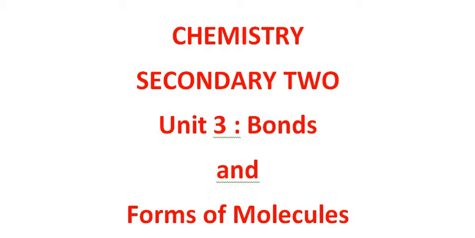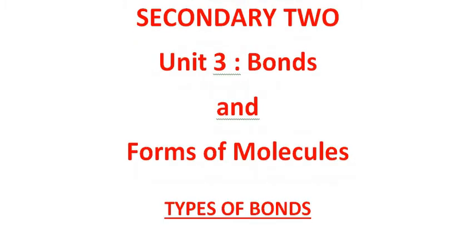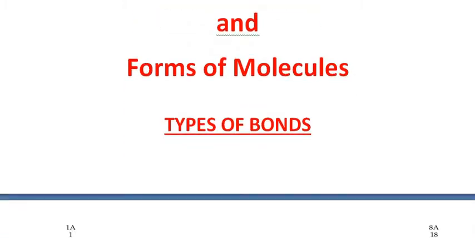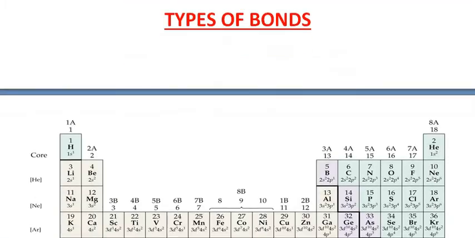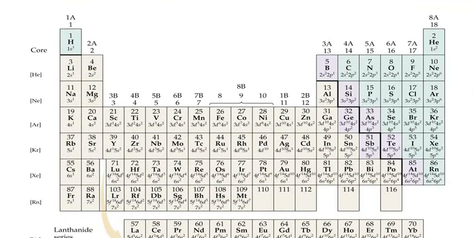Welcome. This is the first period in the second term. The unit here is unit 3, bonds and forms of molecules. Now we are going to talk about the types of bonds. You know that this is a periodic table.